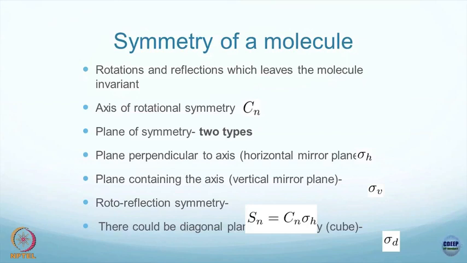One plane could contain the n-fold symmetry axis. Another plane could be perpendicular to the symmetry axis. Some of the notations which are followed are that sigma h is the plane which is perpendicular to the symmetry axis, and sigma v is when it contains the symmetry axis. Not all molecules will have these symmetries, so you should remember that. You have to look at the molecule and see what all the possible symmetries are. If you do a sigma h and it goes into a configuration where atoms do not go into each other, then it is not a symmetry of that molecule.